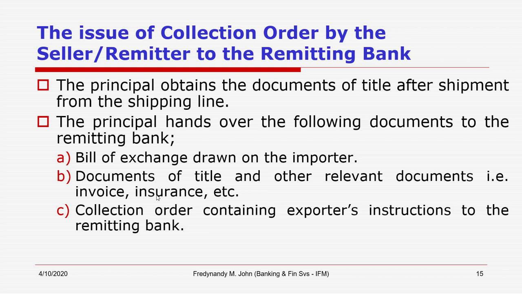So the principal will be required to draw the bill of exchange, and compile or include the document of title plus any other relevant documents as per the agreement. It can be an invoice, insurance, certificate of inspection, certificate of origin, consular invoice, etc. And last, the collection order. Remember, the collection order includes clear instructions. This is the one that will inform the collecting bank or the presenting bank on what to do the moment it has received the documents.